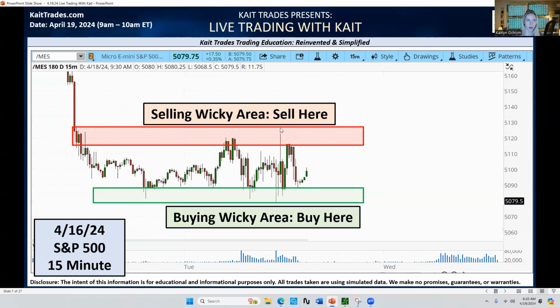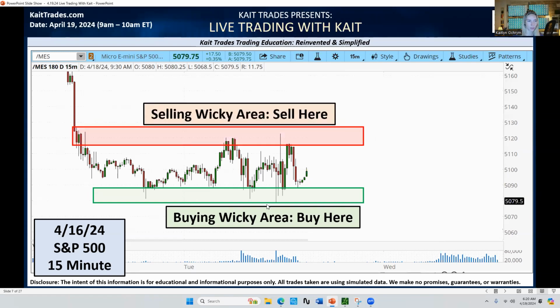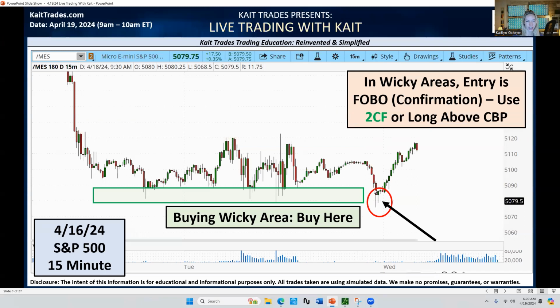So if you can find a wick over wick in those upper and lower areas, I'd say it's going to be a little bit higher probability. This one you can see, it rallied, came down. So in our buying area, we look for long trades.